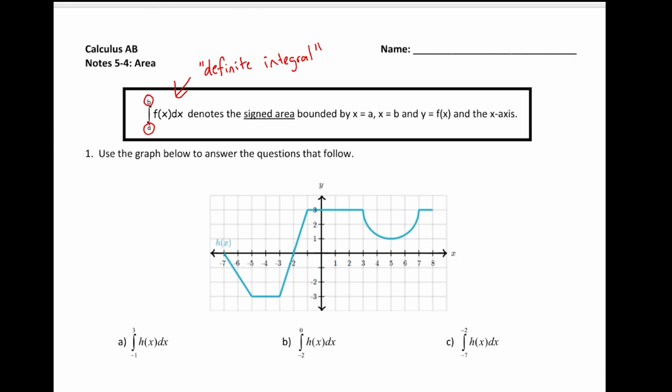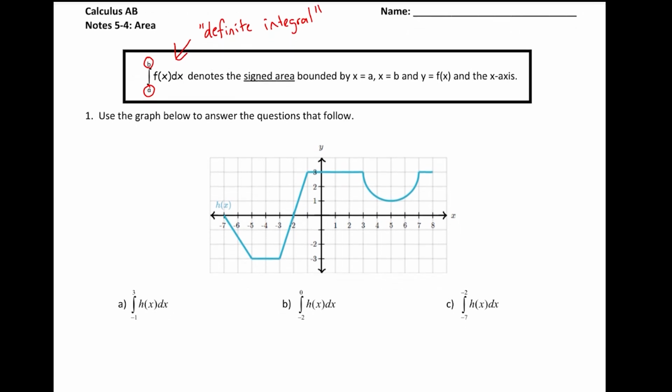Now, if we take a look at this graph down here, what I mean by signed area is that any area that is above the x-axis will be considered positive. So let me highlight the positive area. All of this is going to be positive area between the curve and the x-axis. And then any area below the x-axis will be considered negative. As we go forward, we're going to treat those areas a little differently.